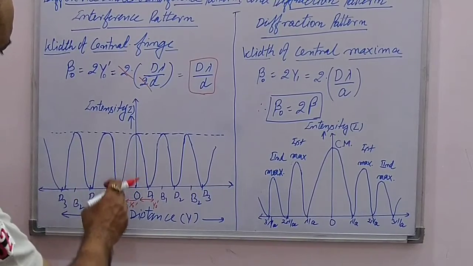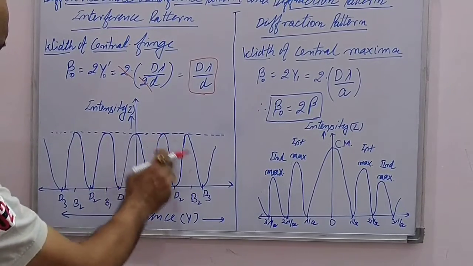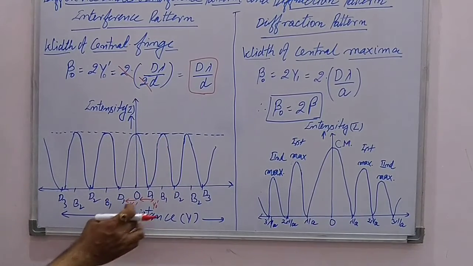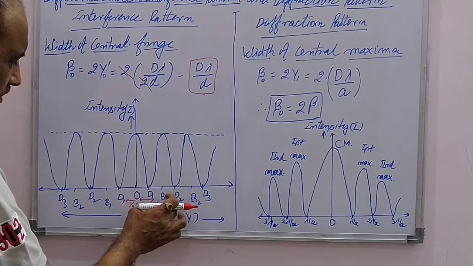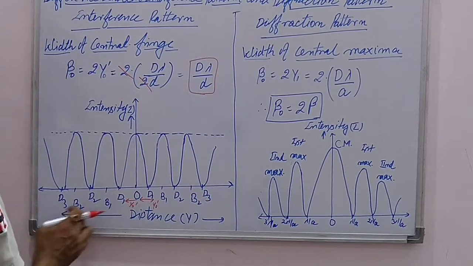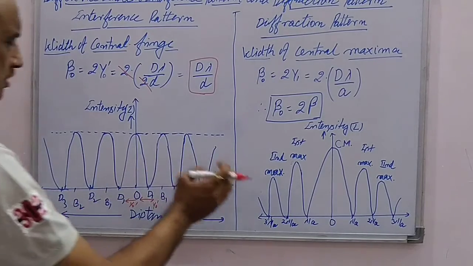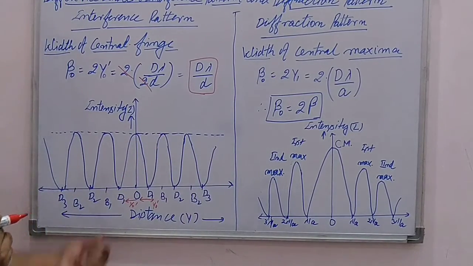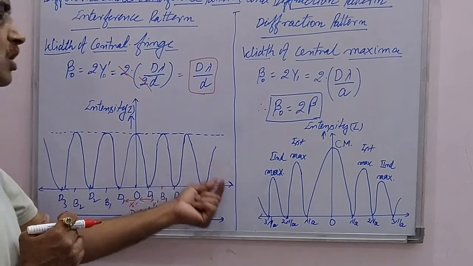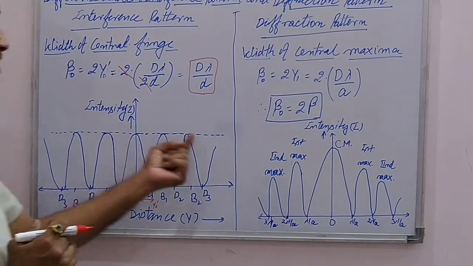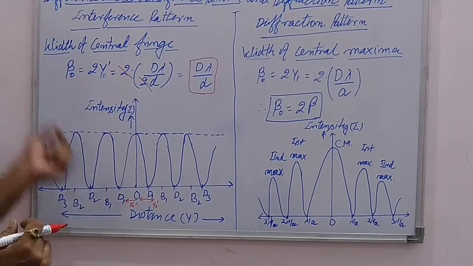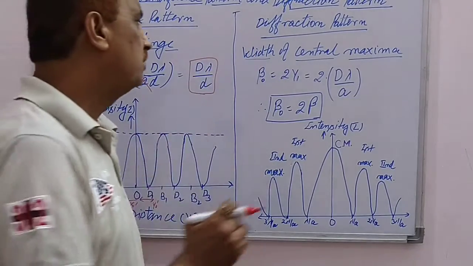Okay, so when we draw the pattern, we can show the central fringe in the interference pattern with distance y naught dash, then the next dark fringes D2, D3 are obtained, similarly on the left side as well as on the right side. And we can see in the diagram that the width of each fringe is equal to each other and having the same intensity.